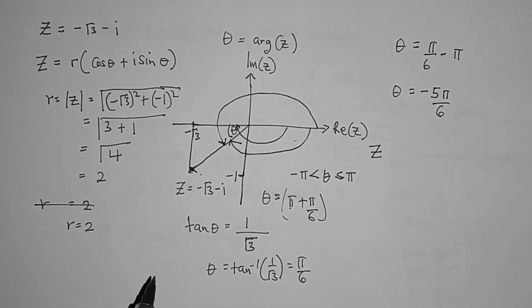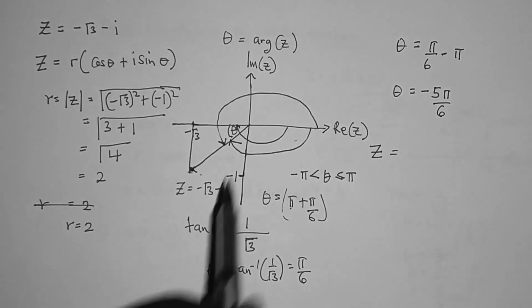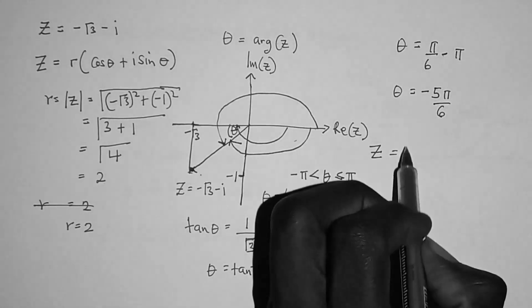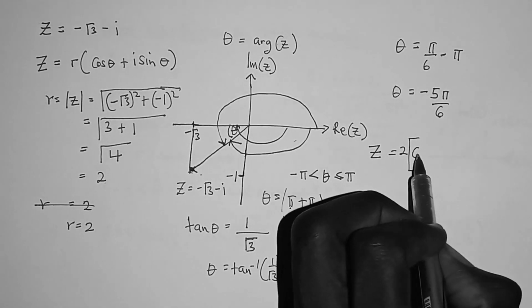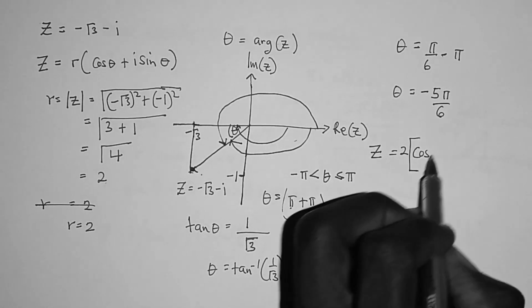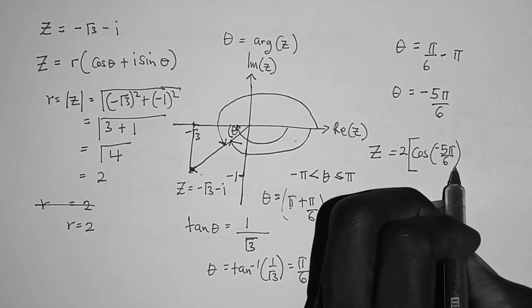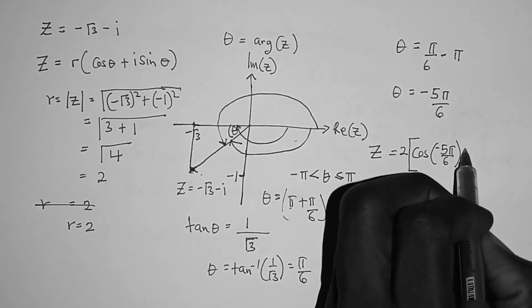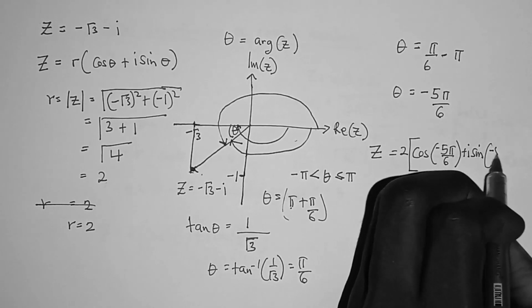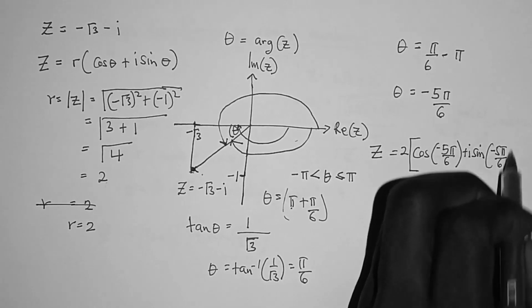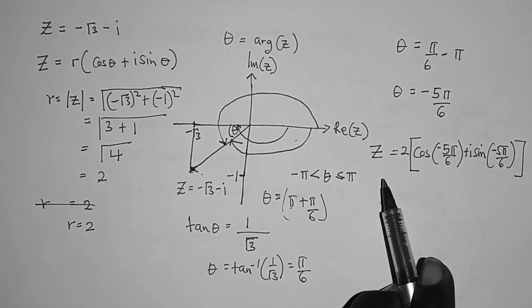complex number in its polar form is going to be z equals r, and we got r as 2. So it's going to be 2 times cos theta, where theta is minus 5 pi over 6, plus i sine theta, i sine minus 5 pi over 6. So this is the polar form.